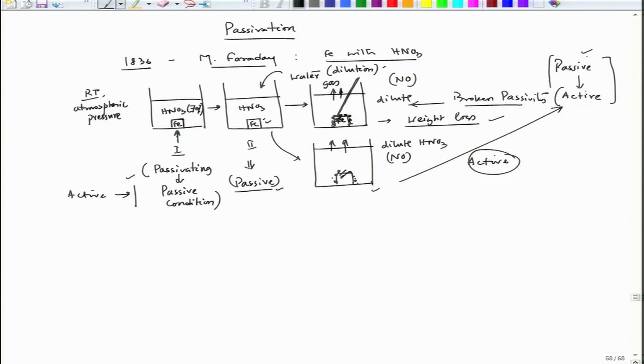So, this is the very experiment of the great Michael Faraday, and it talks about passivity from active to passive as well as from passive to active. It gives a lot of information, and that is the beginning of extensive research on passivity as well as passivation, because this aspect has huge industrial as well as practical implications.